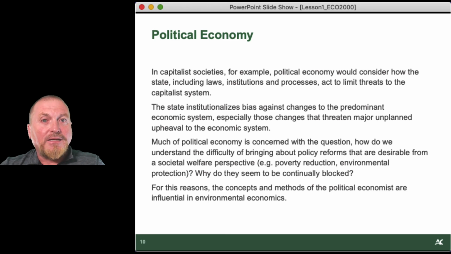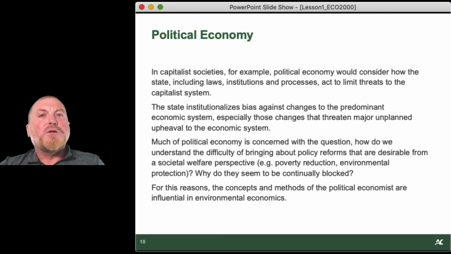But how that's done is shaped by an interaction between the political system and the economic system. It's not the economic system over here that runs as a free market and the political system over there, never the twain shall meet, and everything goes along functionally. We know that that's not the way the real world works, right? Much of political economy is concerned with the question: how do we understand the difficulty of bringing about policy reforms that are desired from a societal welfare perspective? Why do they seem to be continually blocked?